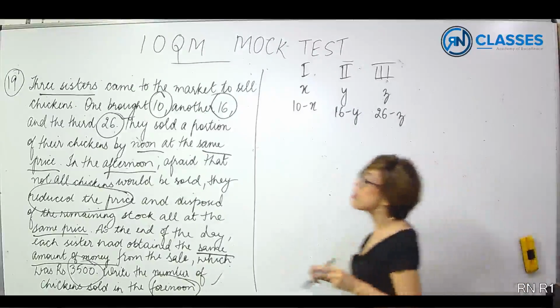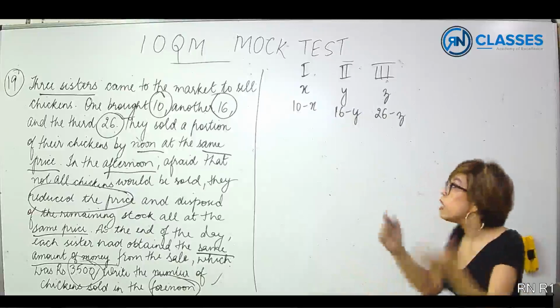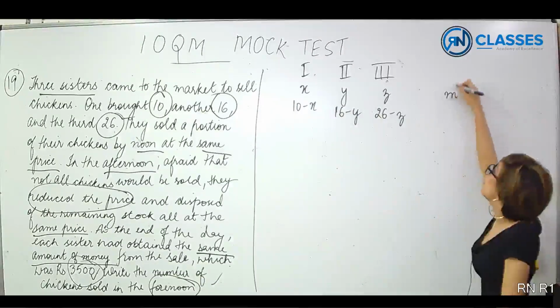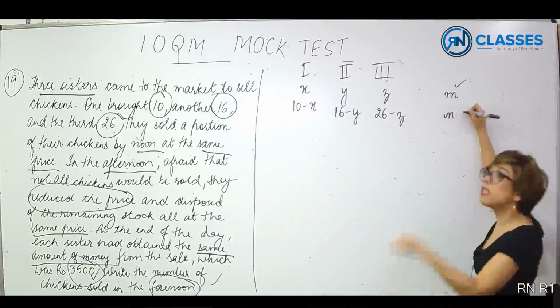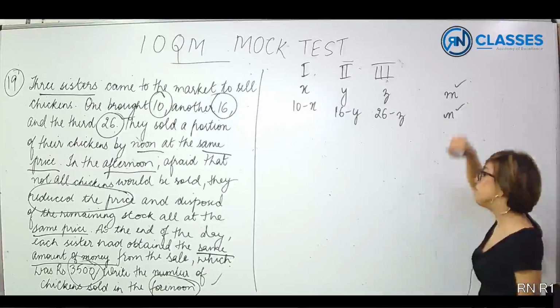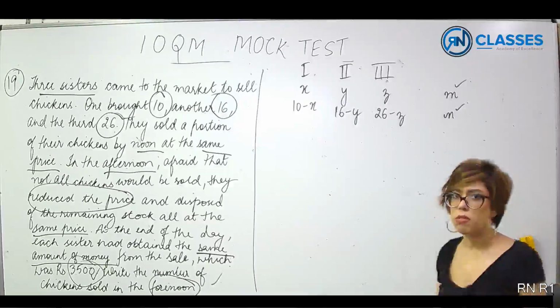But I am interested in the money. Right? Each chicken would have some price to it. So initially, maybe the price is M. And in the afternoon time, they had a different price, because they have reduced the price, that is N. Now you will say, ma'am, you have involved 5 variables.